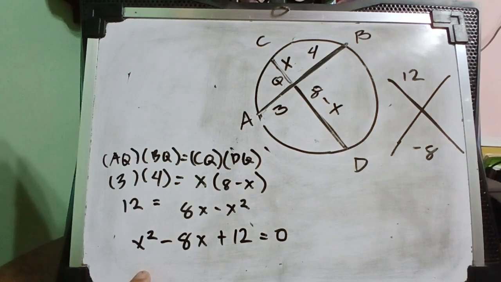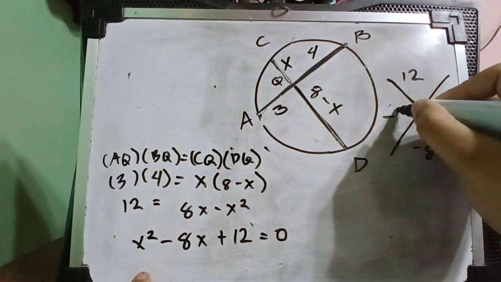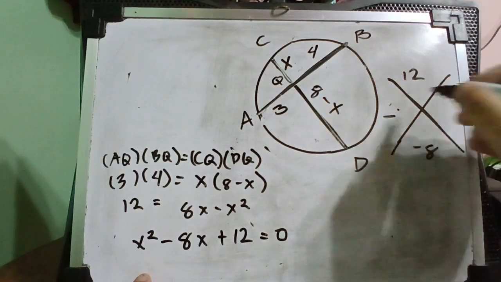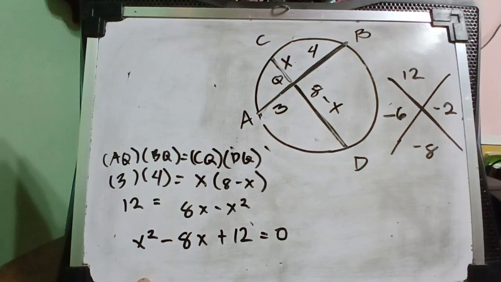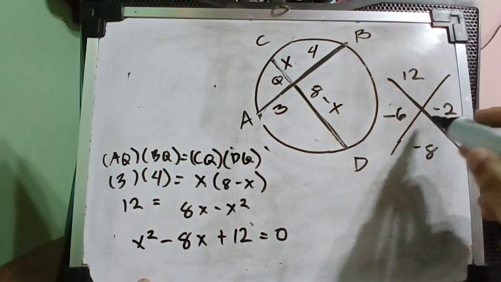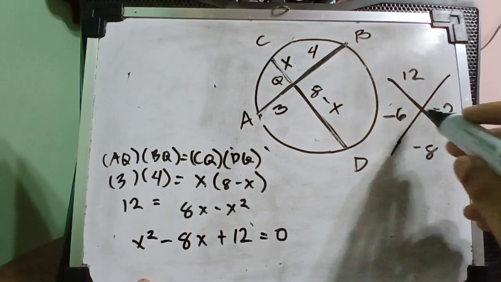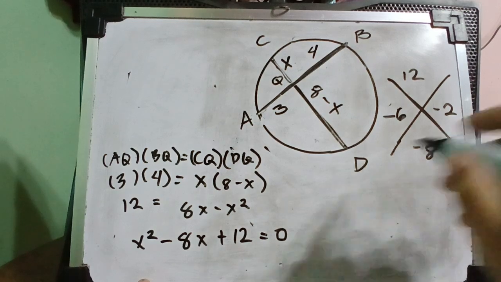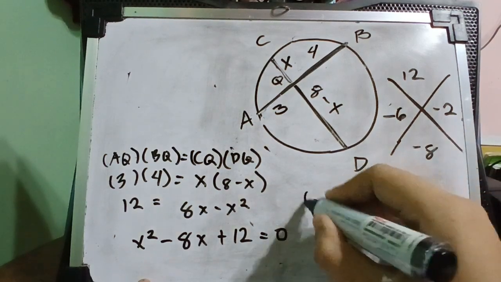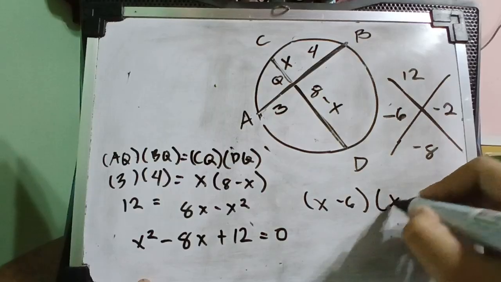So, it is negative 6 times negative 2. So, bakit negative 6 times negative 2? It is because the negative 6 times negative 2 is positive 12. However, negative 6 plus negative 2 is negative 8. So, magiging x minus 6 and x minus 2.